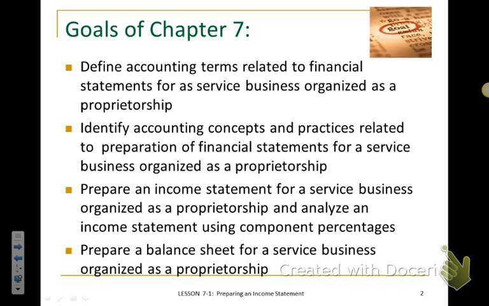Then we will work on preparing an income statement for a service business and using the component percentages. And we will use, just in this chapter, the component percentages for income statements. However, next semester, we will do component percentages for both income statements and balance sheets. Okay, and then we will get into discussing and preparing a balance sheet and learn a little bit about what the purposes of both of these types of statements are.